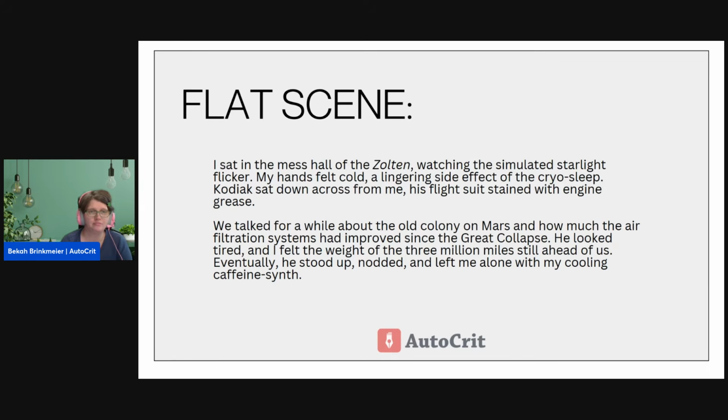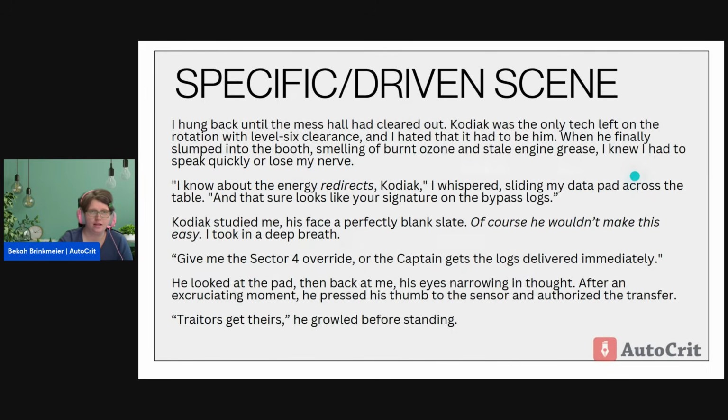Okay, so this is filler. While the prose does establish some atmosphere, the character is passive. They're just talking about what happened or processing emotions. There is no goal here, there is no tension. The reader has no reason to keep turning the page, right? We're just observing, sitting, drinking some coffee, and talking about air filtration systems. We need a goal. Okay, this is an after version.